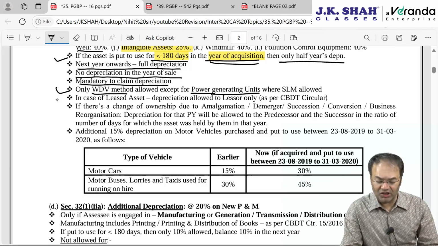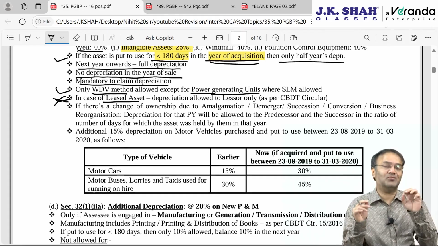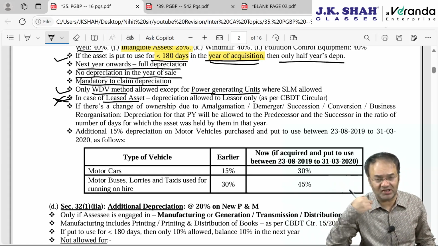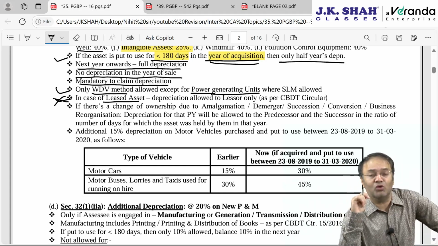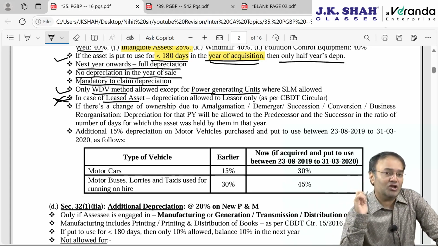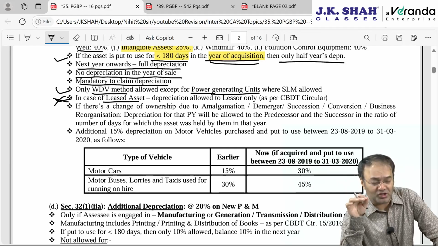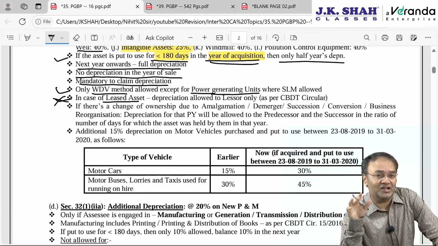Adani Power. In case of a leased asset, which is an important point, there are 2 types of lease and 2 parties, lessor and lessee. Lessor is the owner, lessee is the tenant. Who will claim the depreciation? According to AS 11, if it is an operating lease, then the lessor, the owner, will claim the depreciation. And if it is a finance lease, then the lessee becomes the owner and will claim.